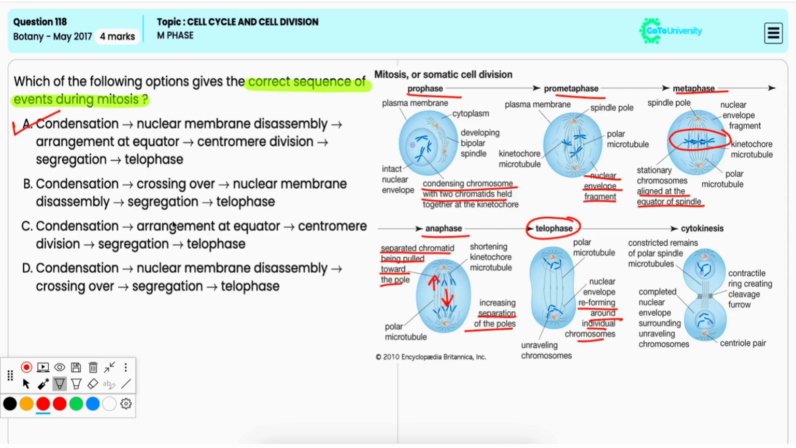Now option B is incorrect because crossing over does not occur in mitosis. Rather, it is a feature of prophase 1 of meiosis.